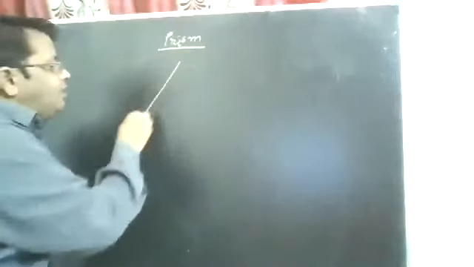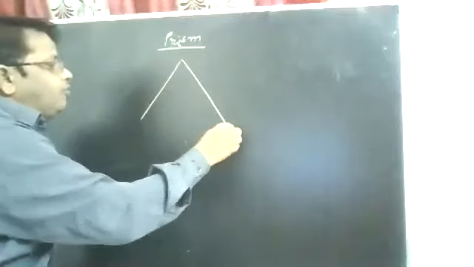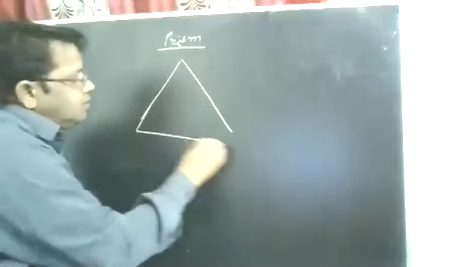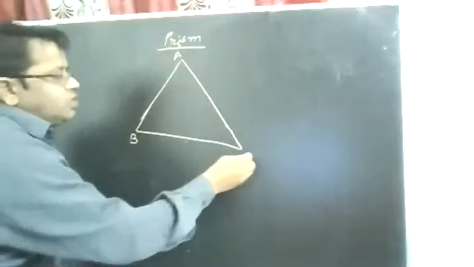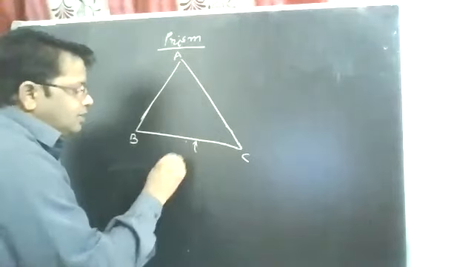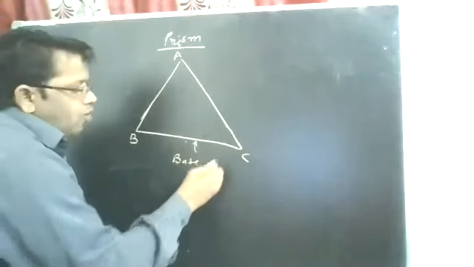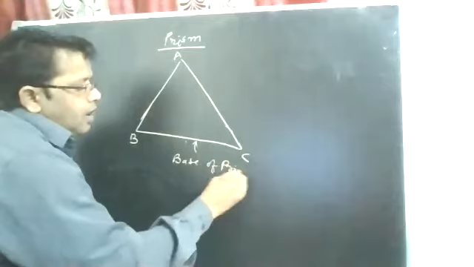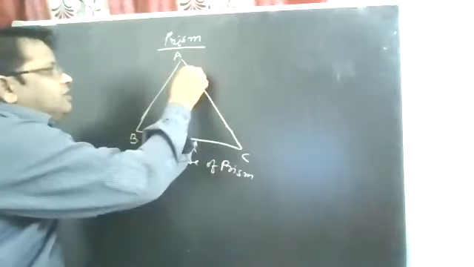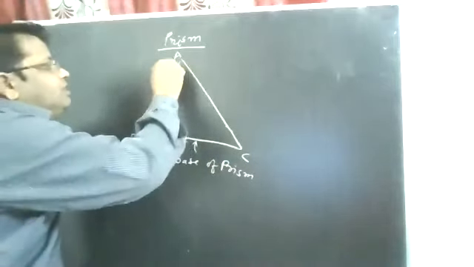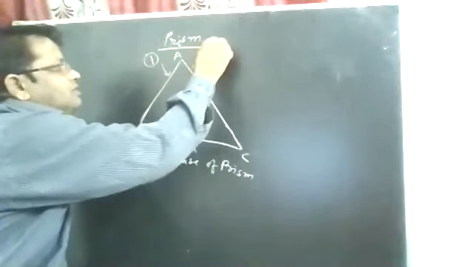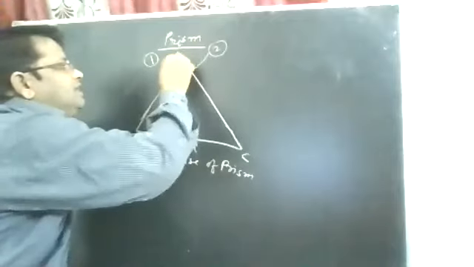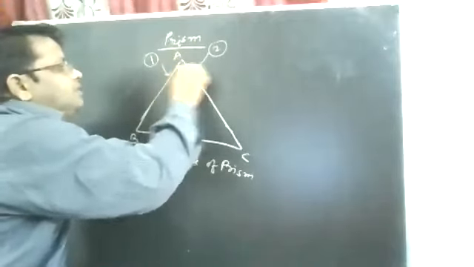See here, beta, a prism is a refracting medium which has two refracting surfaces. This is known as A, BC. BC is known as the base of the prism. These two are refracting surfaces. This is the first refracting surface and this one is the second refracting surface. And this angle is known as the angle of prism.